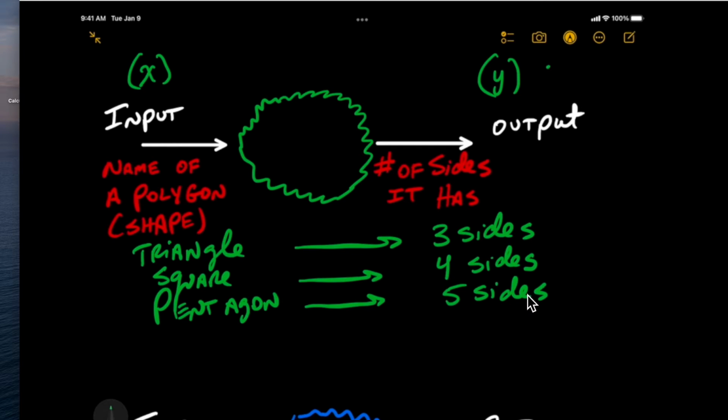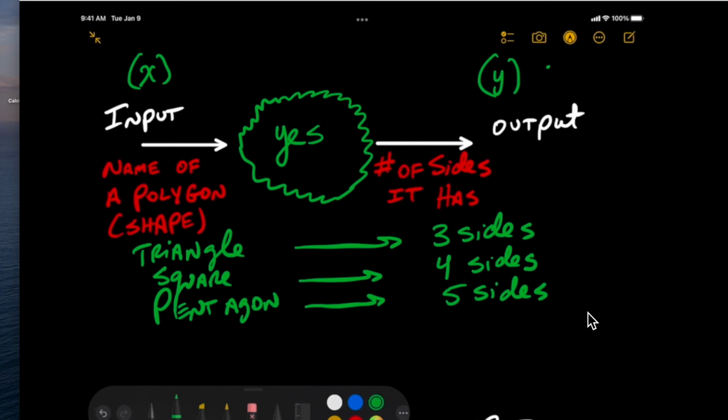Now, something very, very important. If this is truly a function, which I'm going to say yes it is, for every input, in this case the name of a shape or a polygon, you can only have one output. That makes it a true function. If I gave you the name triangle, you could only give me that it has 3 sides. A triangle can't have 6 sides or 2 sides. A triangle has to have 3 sides. A square has to have 4 sides.